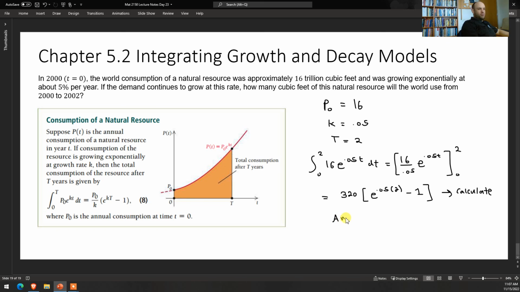So now our output here, I'll let you do the calculation, gives the amount of resource used or consumed between the years 2000 and 2002, and that's in trillions of cubic feet.